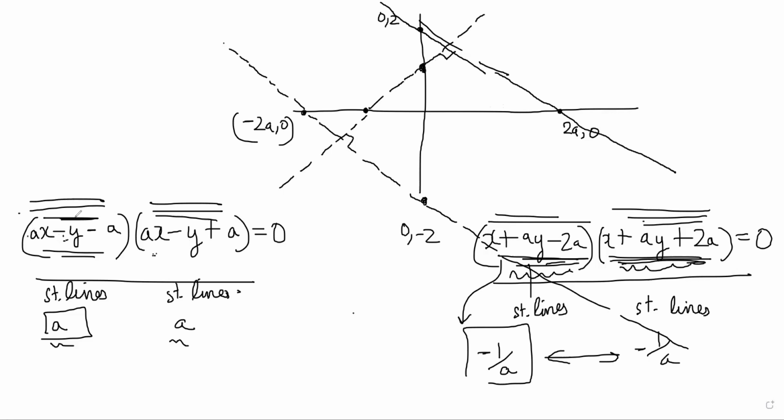Here, when x was 0, y was negative a. Okay, I think I have made a mistake. This was the line, this one, right? Yes. And this was this line, I think, like this, right?